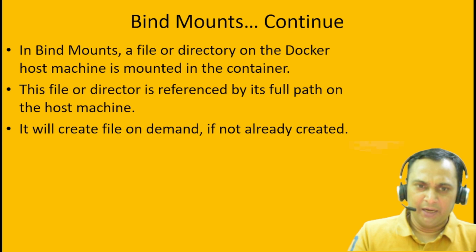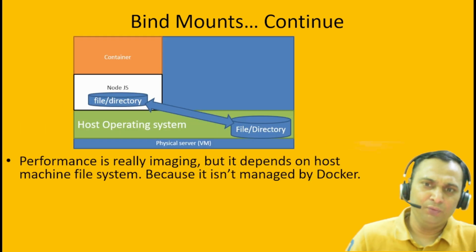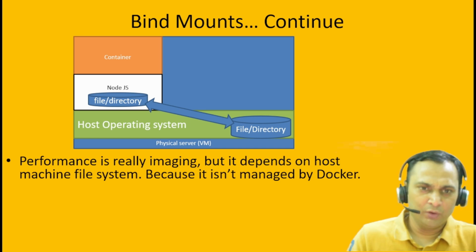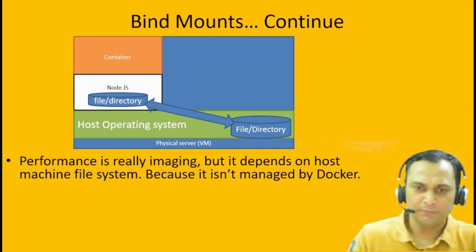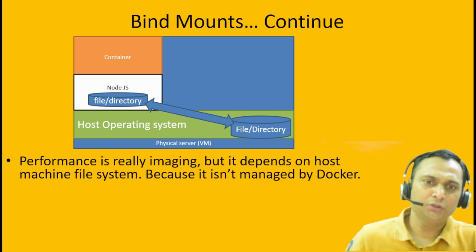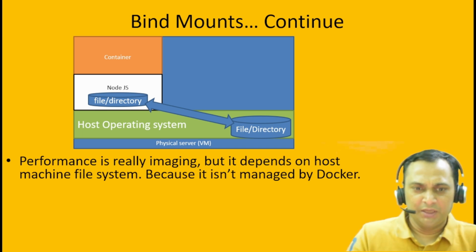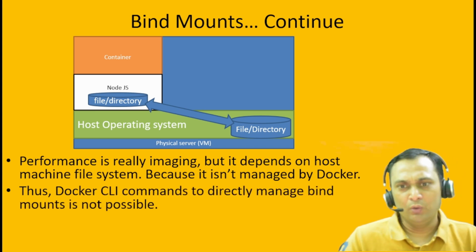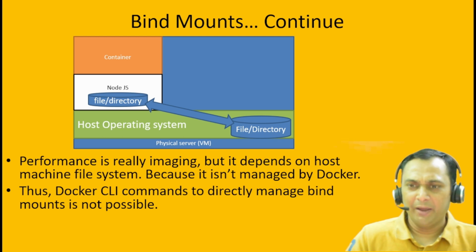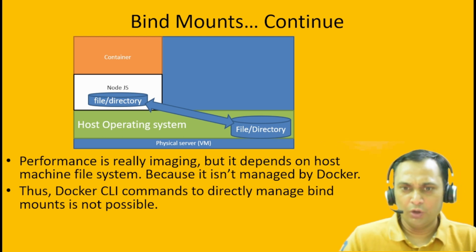If we understand bind mount with the help of this picture, this diagram is depicting the same information as we have in the volume. However, the main difference is that this file or directory that we are going to mount inside the container is not located inside the Docker storage directory. So it's outside the Docker storage directory. This is the reason performance is really amazing, but it depends on the host machine file system because it is not managed by Docker.